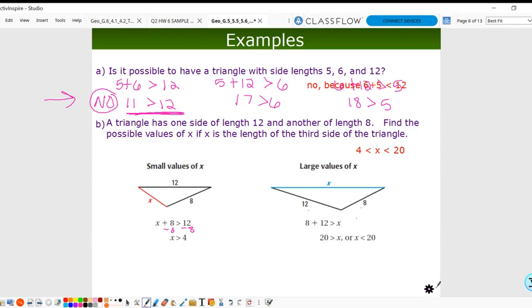When I take a look at that, I just write my inequality statement. 4 has to be less than x, has to be less than 20. So my value of x is any number greater than 4, but less than 20. Those are the possible side lengths. I don't need to list them. I can leave it as an inequality like this.